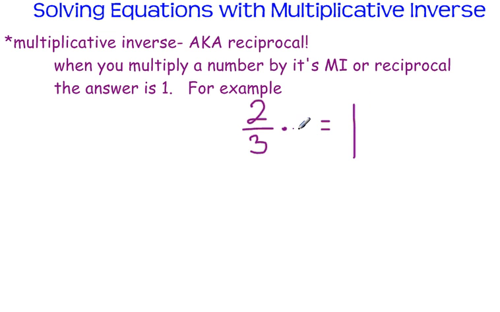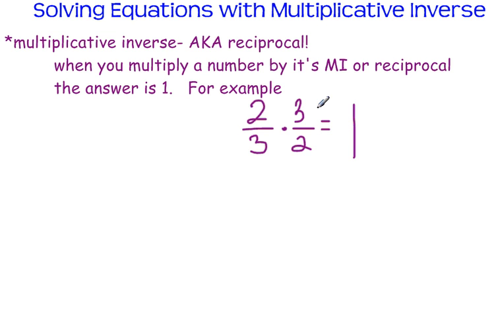Well, I know it's going to have to be a fraction, and I remember reciprocal from earlier in the year when we learned how to divide fractions. The reciprocal of 2/3 would be 3/2. How do I know this equals 1? There's a couple of different ways.